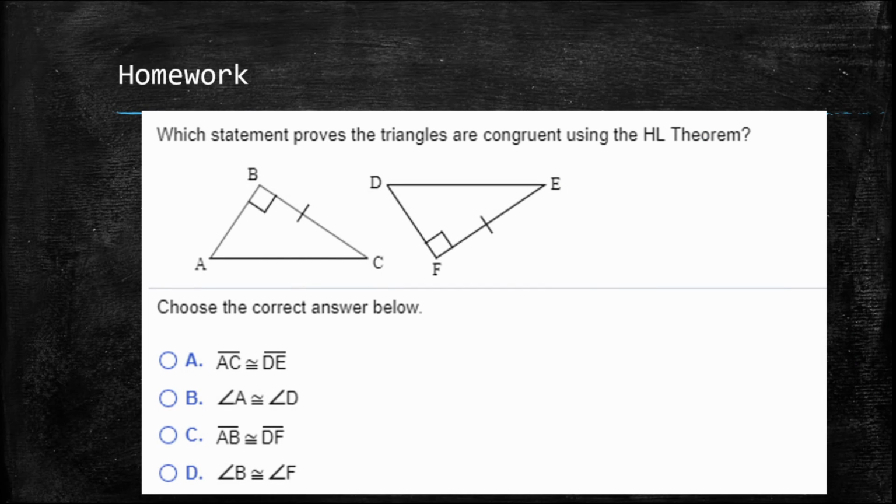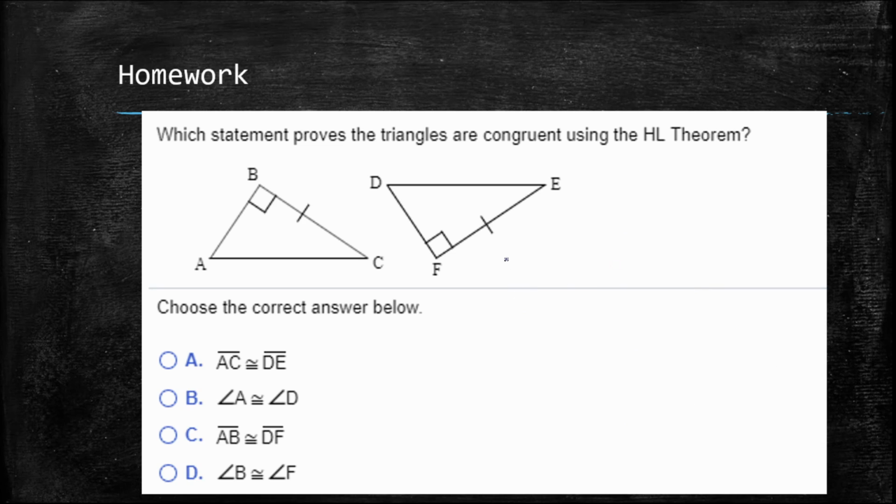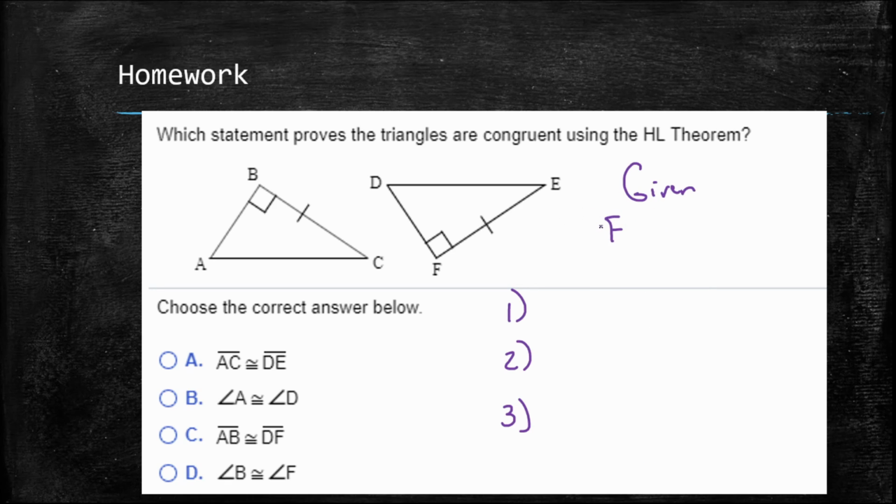Which statement proves the triangles are congruent using the hypotenuse leg theorem? So it looks like what we're going to be doing. Ooh, let's not use yellow. Pointer options, ink color. Let's go purple. So we're basically going to see, of our 3 questions, what was in our given. And then we're going to look at what part of those givens can be used. So number 1, is it a right triangle? Yes. Let's see, angle F. Oop, didn't know I could do that.